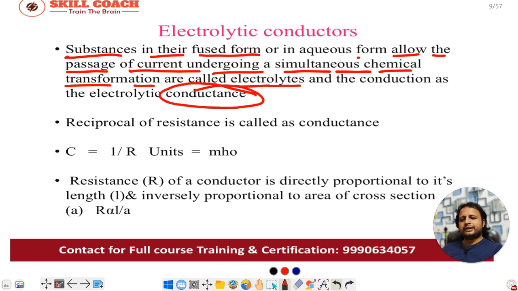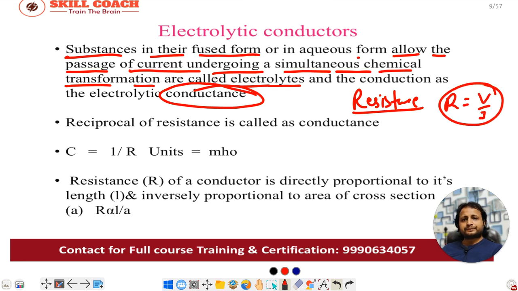So we need to understand the meaning of conductance, and we already know about resistance. So what is exactly the resistance? We write R is equal to V upon I. That means the obstacle in the flow of electricity, and obviously the conductance is the reciprocal of the resistance.